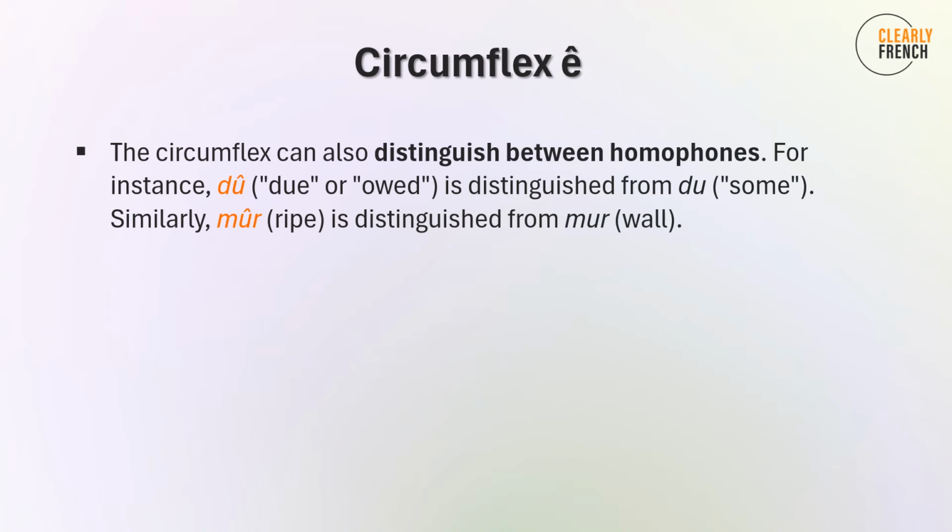Now, the circumflex can also distinguish between homophones, just like the previous two accents. For instance, dû, which is due or owed, is distinguished from du without the accent, which is some. And just like mûr, ripe, is distinguished from mur, wall.